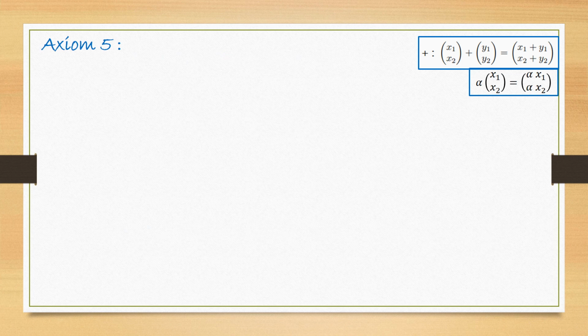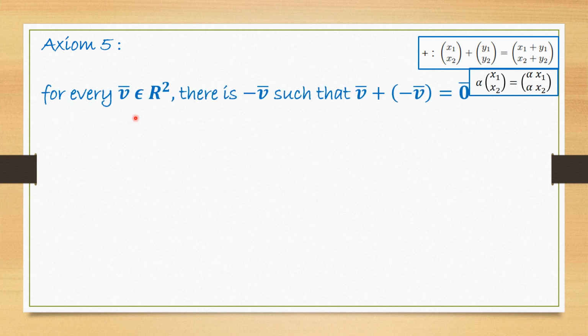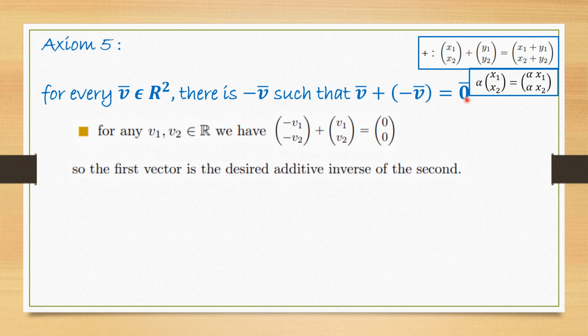Axiom 5. For every V vector in R2, there is minus V vector such that V vector plus minus V vector equal to 0 vector. Our 0 vector here is (0, 0). For any v1, v2 in R, we have (-v1, -v2) plus (v1, v2), which when added under vector addition operation leads you to 0 vector. So the first vector is the desired additive inverse of the second. So minus V vector is the additive inverse of V vector.